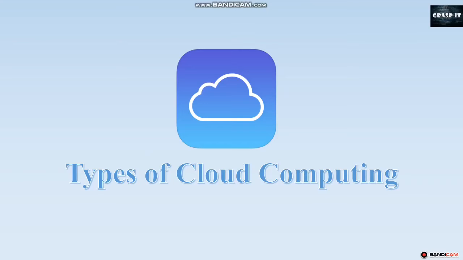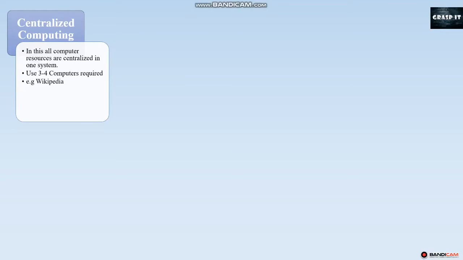Hey guys, today my topic is types of cloud computing. Let's see which are the types of cloud computing. First is centralized cloud computing. In this, all computer resources are centralized in one system. This uses 3, 4, 5 computers required. For example, Wikipedia. Then we will see parallel computing.